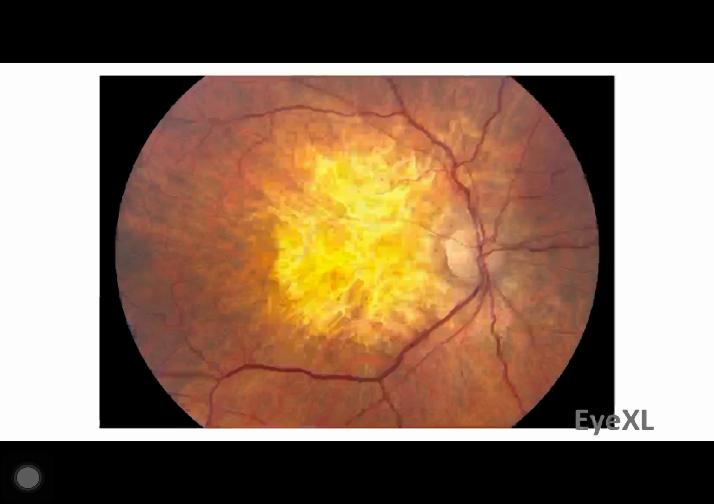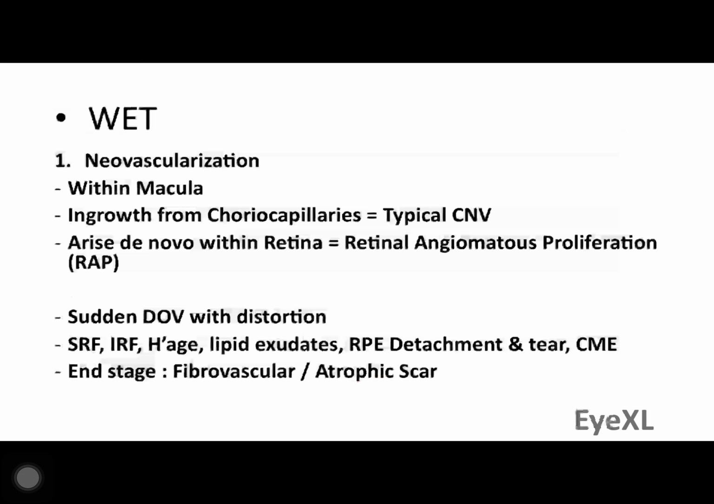So this is an image of a geographic atrophy. Just note how there is a loss of pigmentation. You can see the yellow appearance of the atrophic area. It is more common at the macula. Now let's look at the clinical features of wet ARMD.